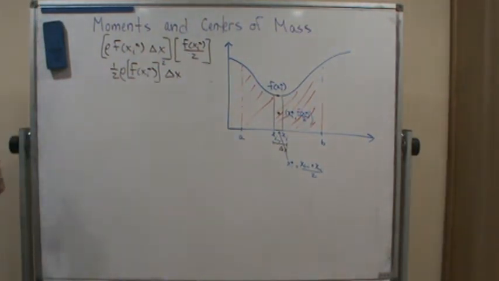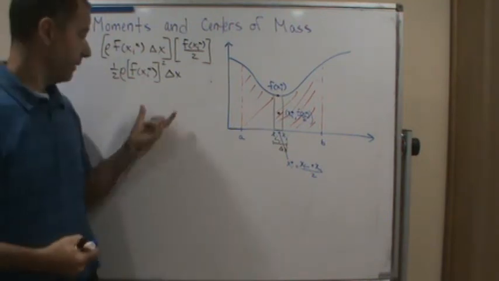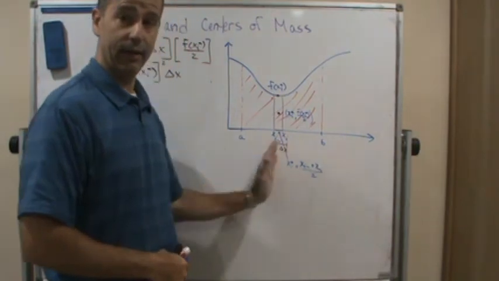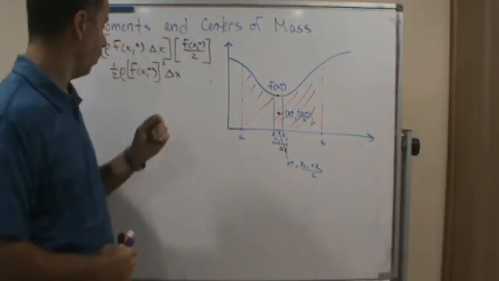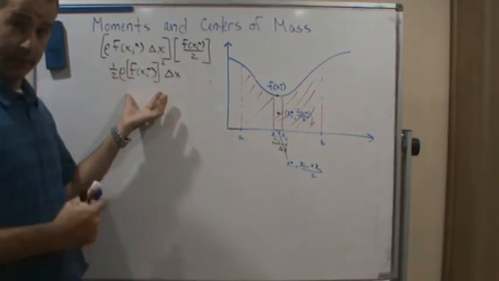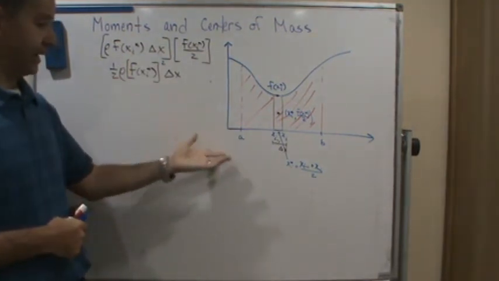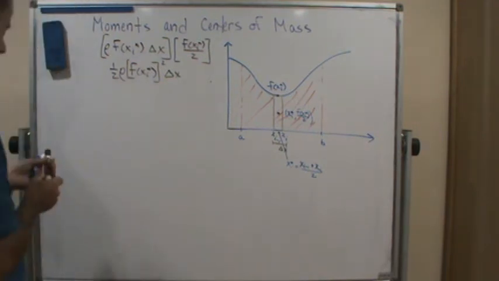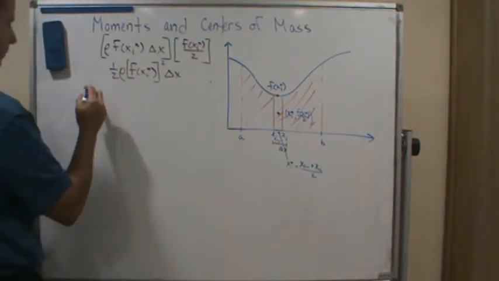Okay, so that's going to be the moment of the one rectangle. Well, we're going to have n rectangles here. So to find the moment of the system, of the lamina, with respect to the x-axis, we're going to sum these up. So that's going to give us our m sub x, right?